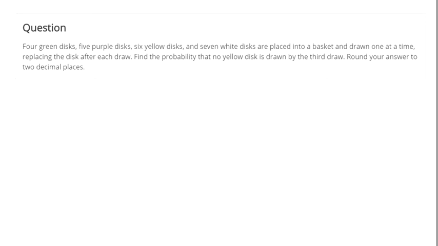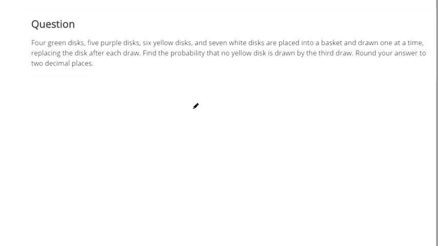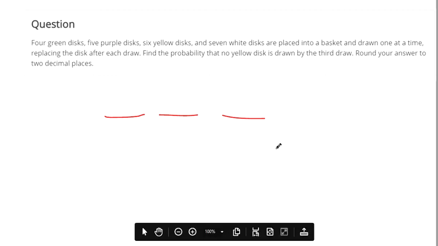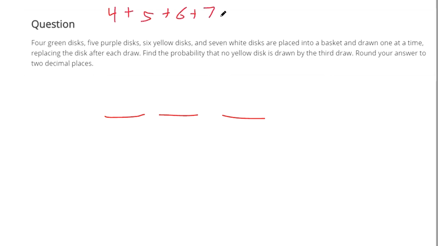So there's 3 draws happening here. What's the probability that we get no yellow discs on the first draw? There's 6 yellow discs. Actually, first, let's find out how many discs there are total. There's 4 green, 5 purple, 6 yellow, 7 white discs.